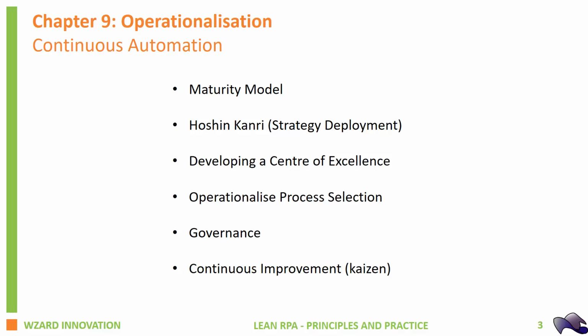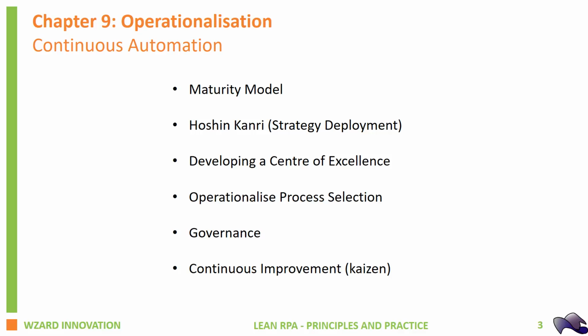And we'll look at how you operationalize process selection. We've looked at the process selection funnel before. Now we have to put an ongoing process around that. And of course, we have to consider governance and the importance of growing a tight but nimble governance structure.